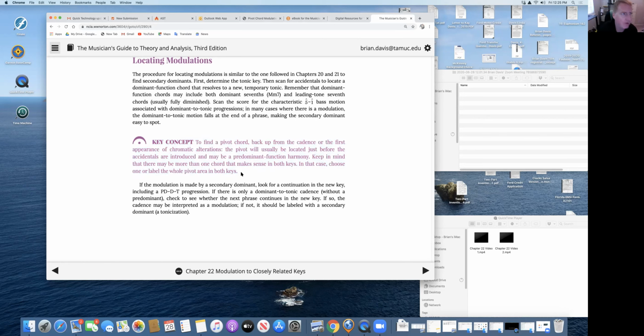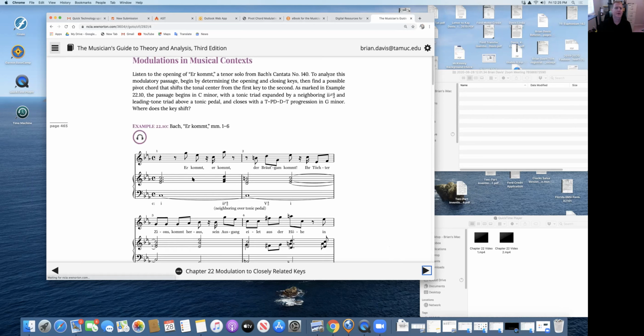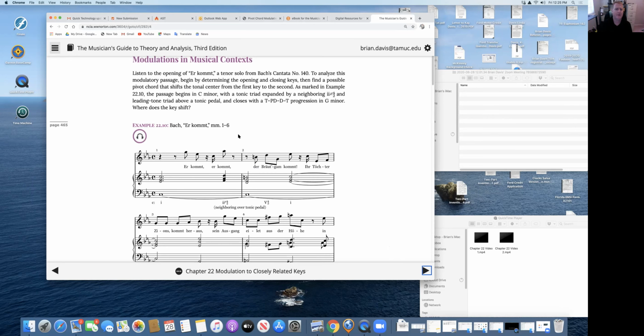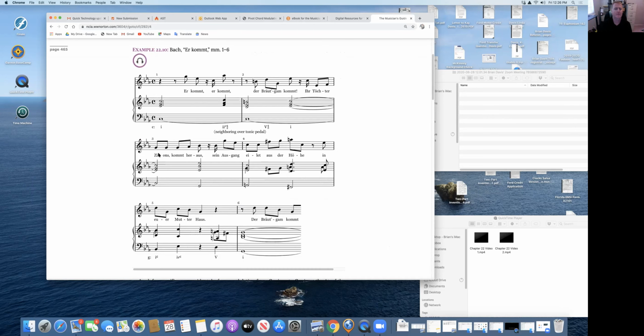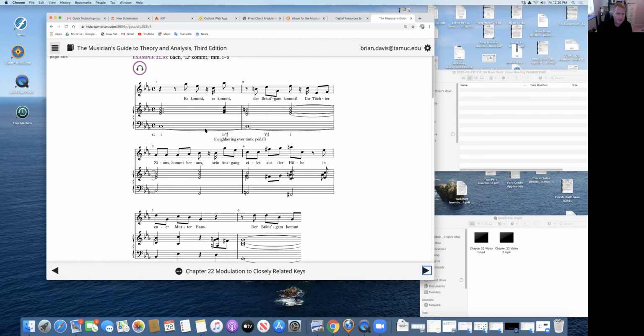If you had to err on the side, if you think there's more than one chord, just go to the first chord that is the same in both keys. That'd be the safe way to do it. And most people wouldn't be able to argue with you about it. Okay. Now let's listen to this Bach right here and look for the accidentals and see what we got.